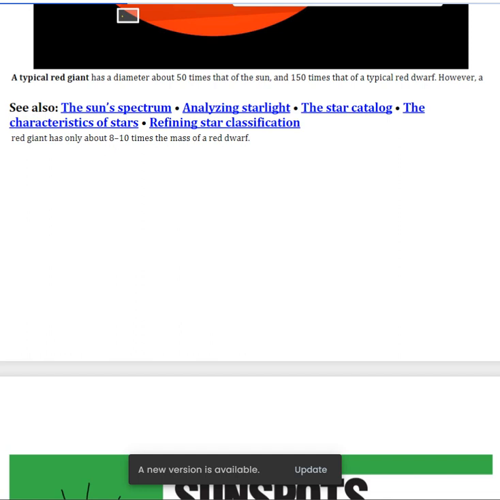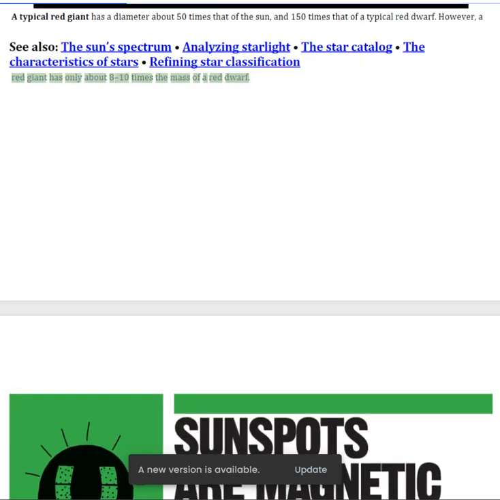The remaining majority of non-C-type M-class stars were low-mass, faint stars that are now known as red dwarfs. A similar distinction of two main kinds also applied to K-class stars. A typical red giant has a diameter about 50 times that of the Sun, and 150 times that of a typical red dwarf. However, a red giant has only about 8-10 times the mass of a red dwarf.